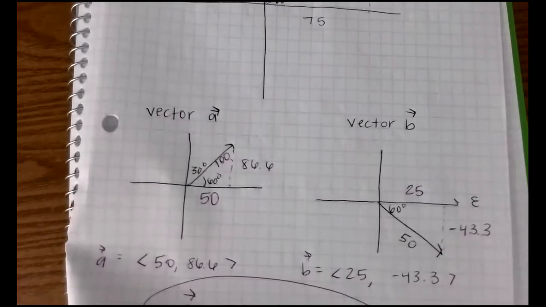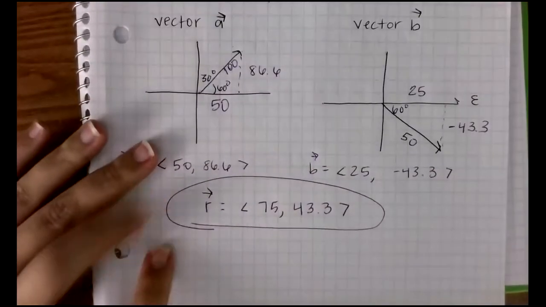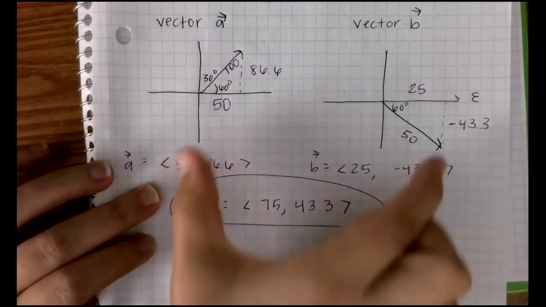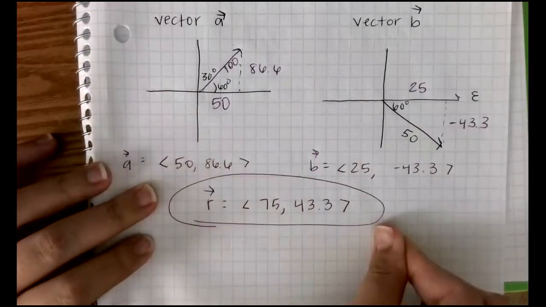Okay. All right. Any questions? Let me know. But again, this is the resultant vector. You just find your vectors separately and then add them together to get your resultant vector.